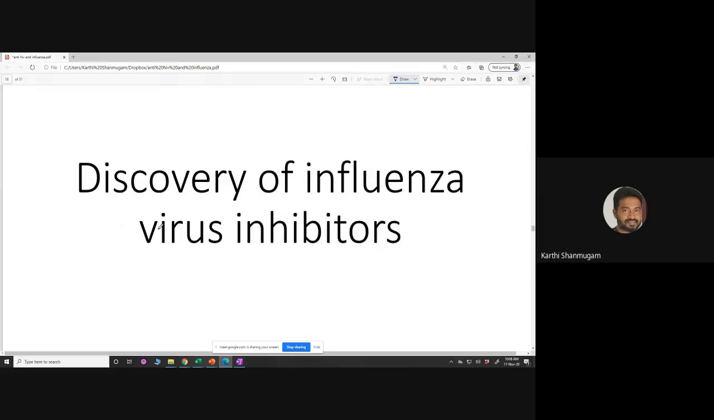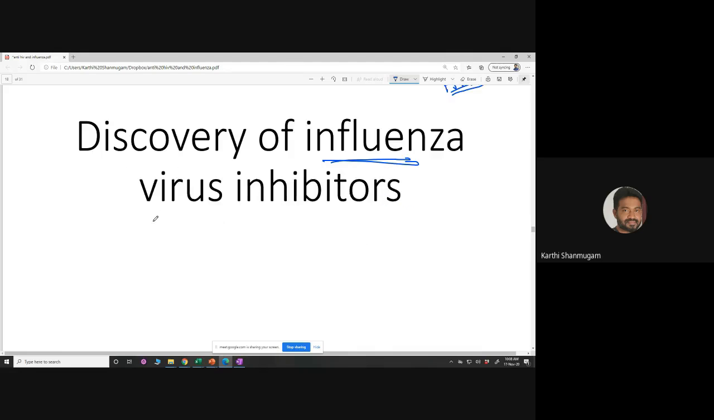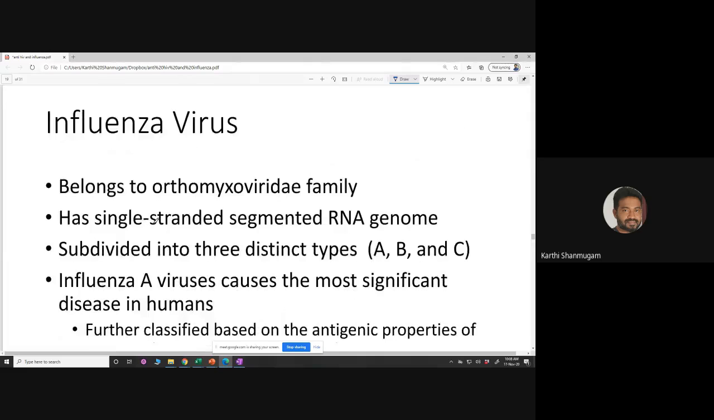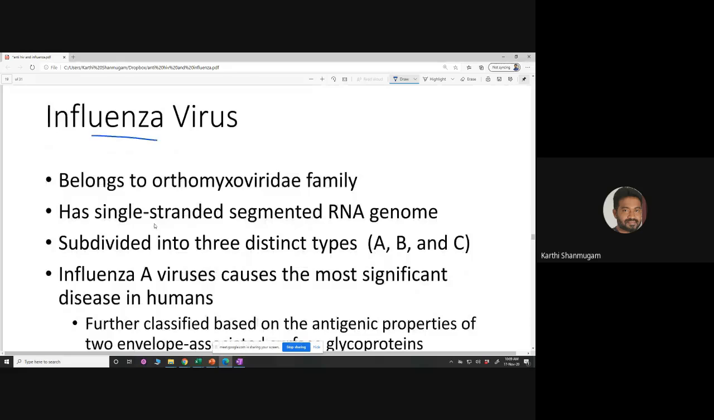Coming to the discovery of the influenza virus. So far what I discussed is the human immunodeficiency virus. Now we move to another type of virus called the influenza virus, which is considered a very dangerous virus. What are some of the basic points related to the influenza virus?